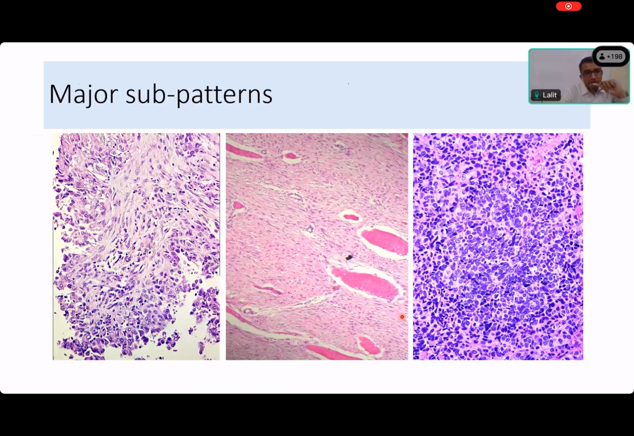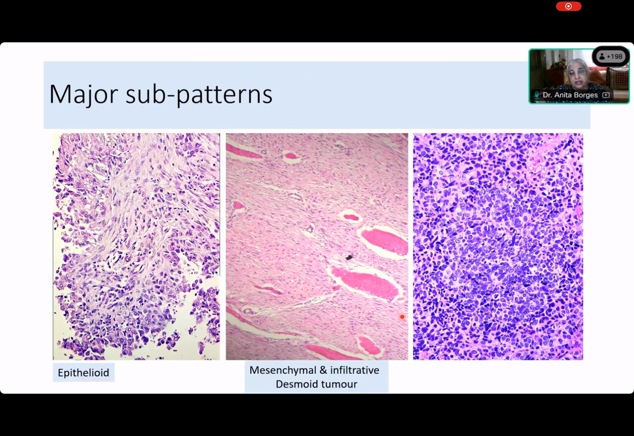Ma'am, the first one is epithelioid. The second one is mesenchymal. Very good, and the third one is round blue cells. Small blue cell, so it's a round cell. Yeah, so that is epithelioid. This is mesenchymal and infiltrative, so this happens to be a desmoid tumor. This one is small blue cell. Now, would you like to tell me what this epithelioid band thing is? Would you call this a poorly differentiated malignant tumor?